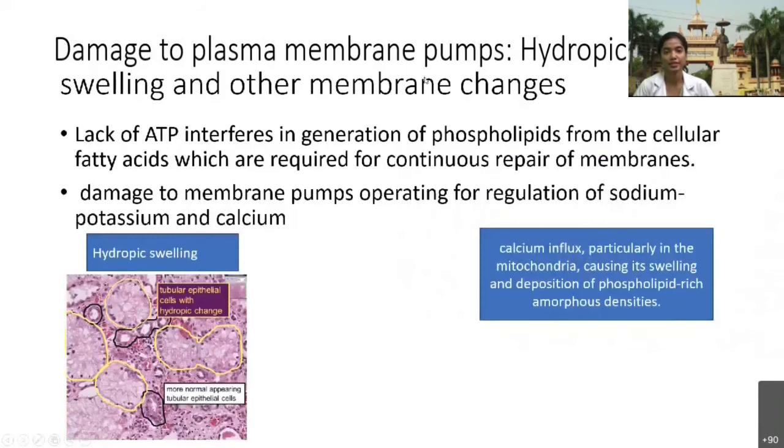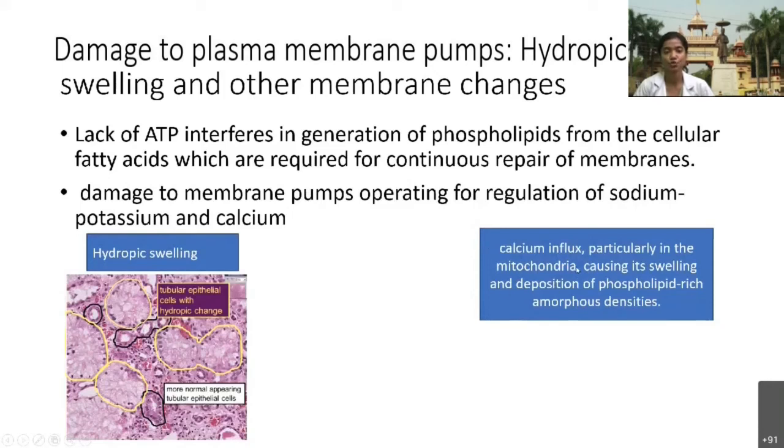Now coming to damage to the plasma membrane, what will it lead to? This will lead to hydropic swelling and other membrane changes. This lack of ATP will obviously affect the sodium potassium pump, and this will lead to influx of water, and because of this we will see hydropic swelling. This is again a kidney tubule. This is the normal tubular epithelium. You can see these cells are perfectly fine. However, these cells are swollen and filled with water. So this is called hydropic change.